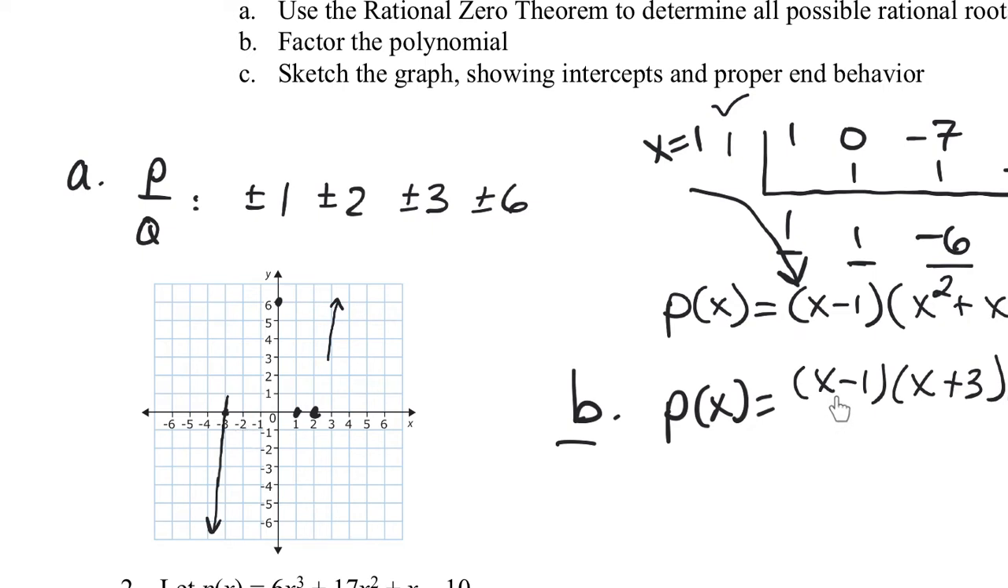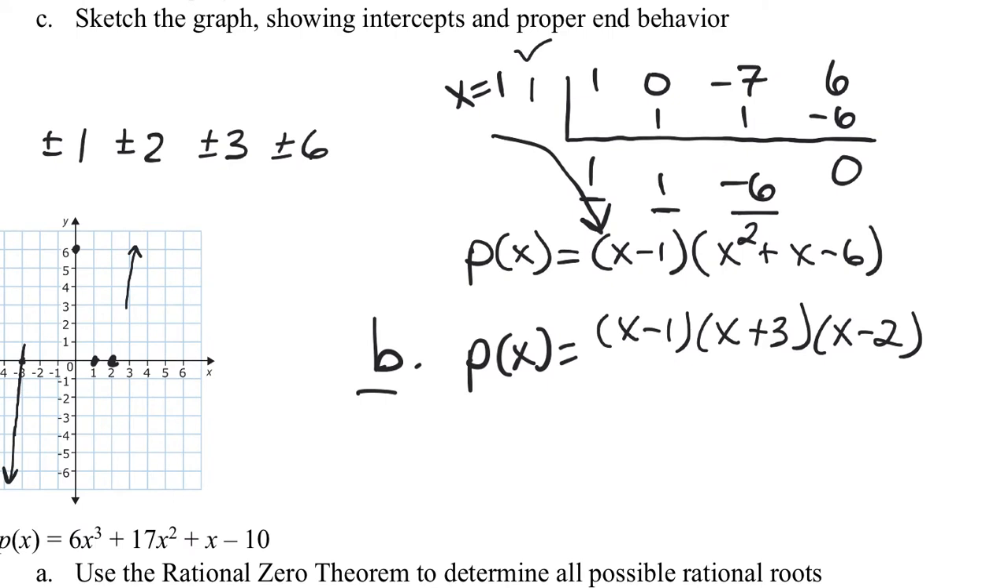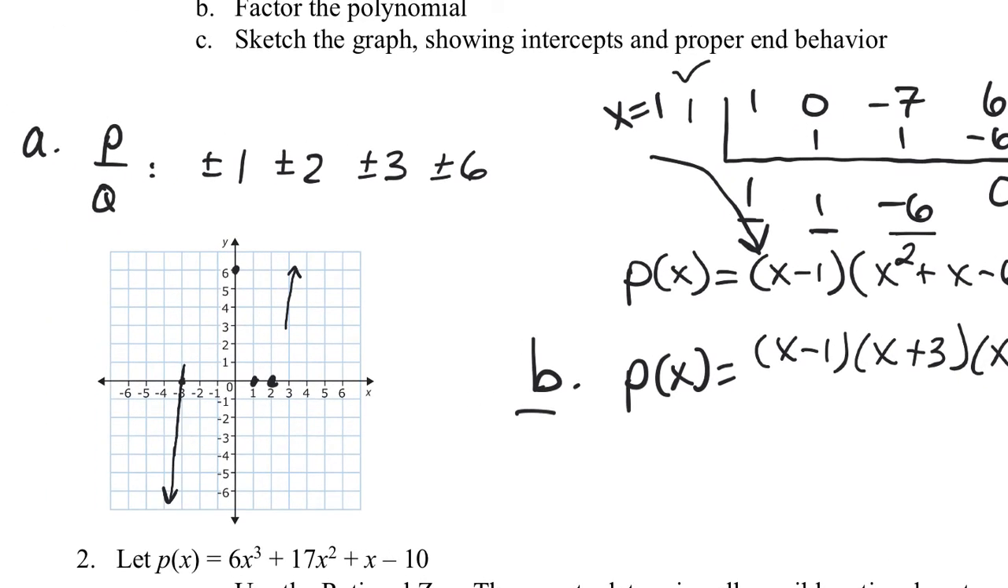If you plug in negative 2, I'm going to plug it into the factor form. Negative 2 minus 1, that's negative 3. Negative 2 plus 3, so we have negative 3 times 1, it's negative 3. And then if I plug in negative 2 here, that's negative 4. So it's negative 3 times negative 4. That's way up there. So it actually goes up to 12. So it comes up to 12, and then it comes back down like that.